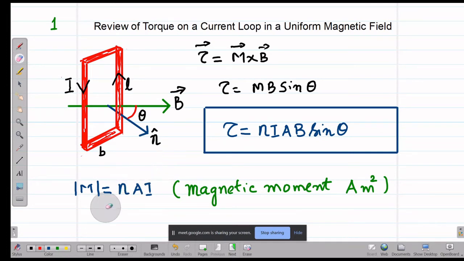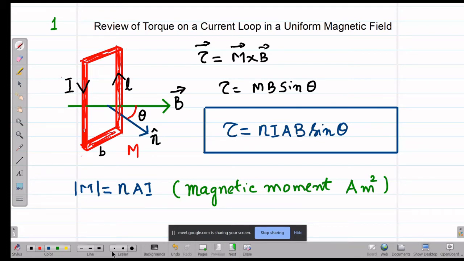So if you expand this formula, MB sine theta, by substituting for M as n into I into A, you get this formula: tau equal to nIAB sine theta. So this is the torque. This torque has a turning effect on the coil. So I hope you will remember this. We derived this in the previous class. Tau equal to NAIB sine theta. The most important point to remember is theta is the angle between the normal to the plane of the coil and the magnetic field B.